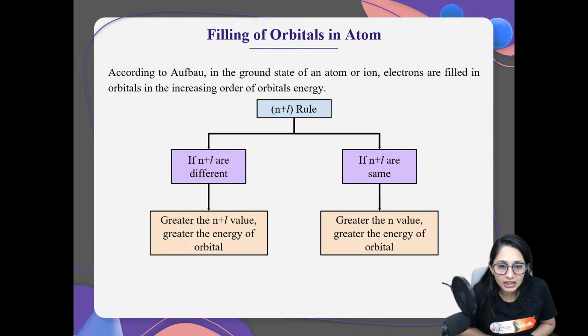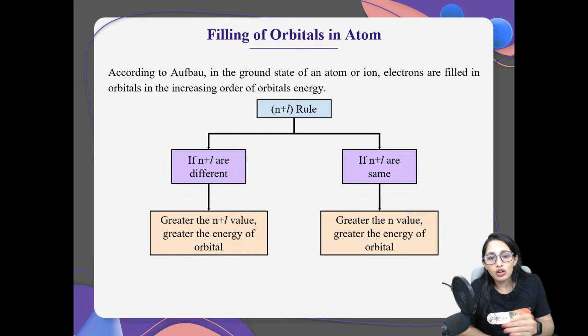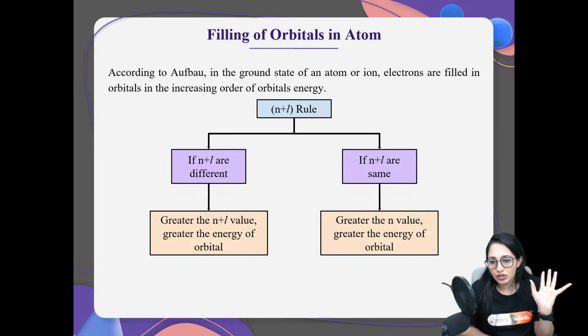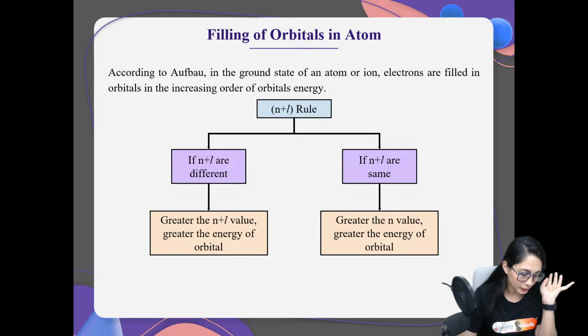According to the Aufbau principle, in the ground state of an atom or ion, electrons are filled in orbitals in the increasing order of orbital energy. So we should know the n value and L value in order to fill up the electrons in respective orbitals. If the n plus L values are different, then the greater the n plus L value, the greater the energy. If the n plus L value is the same, then we consider the n value. The greater the value of n, the greater the energy of the orbital.